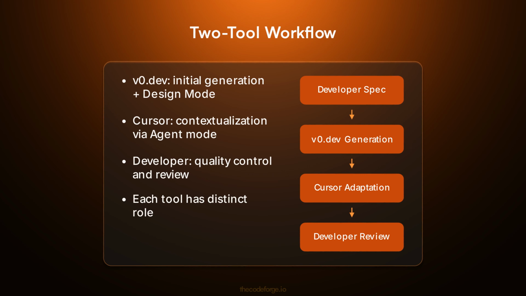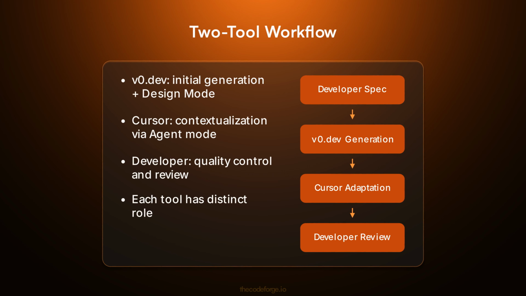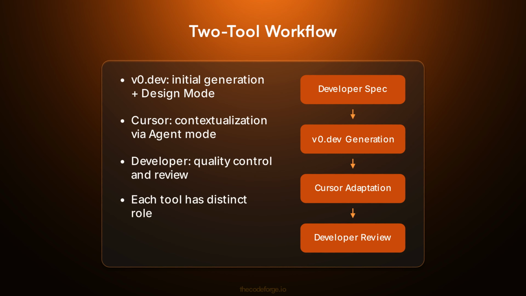We use a two-tool workflow: V0.dev for rapid generation and visual polish in design mode, then Cursor for structural adaptation to your project's tokens and hooks. The developer acts as the quality gate, reviewing every line before merge.